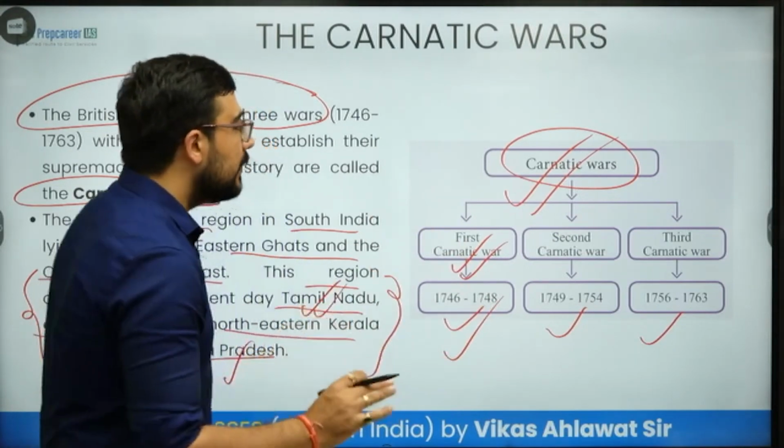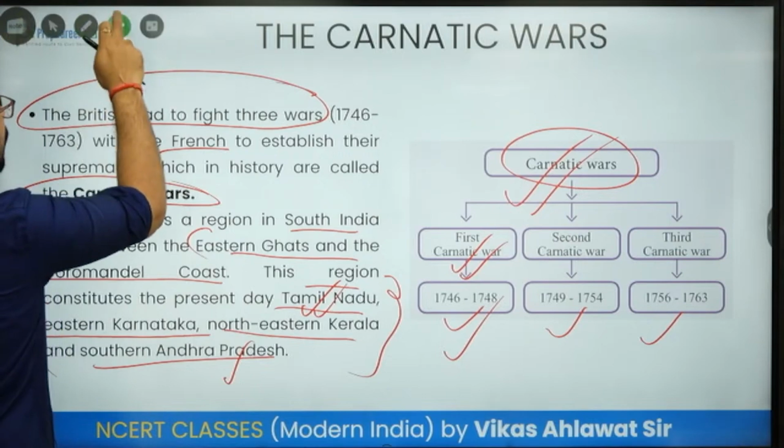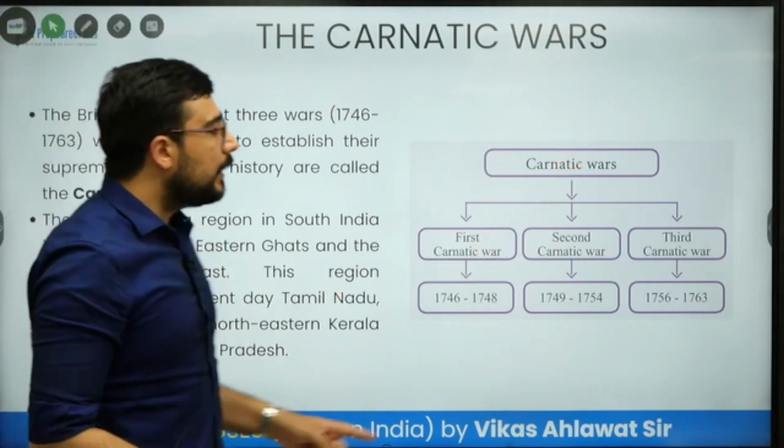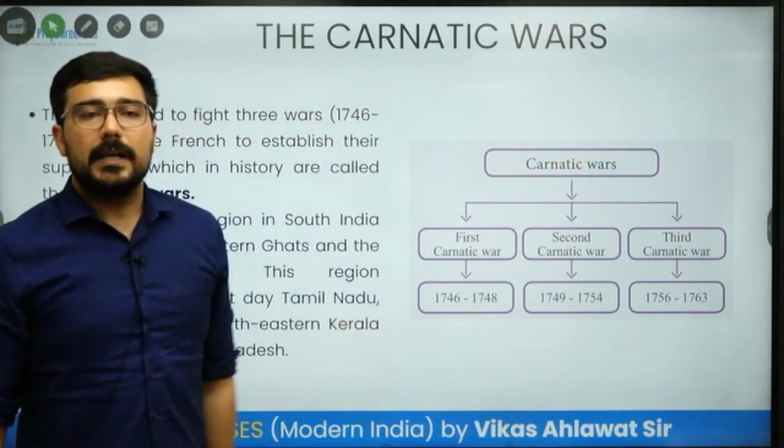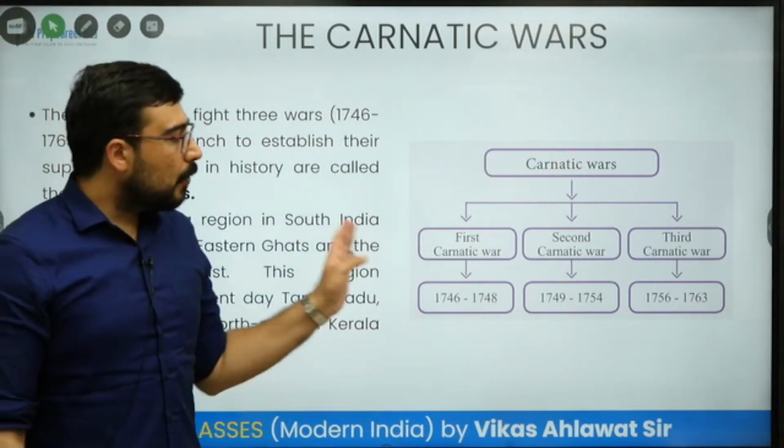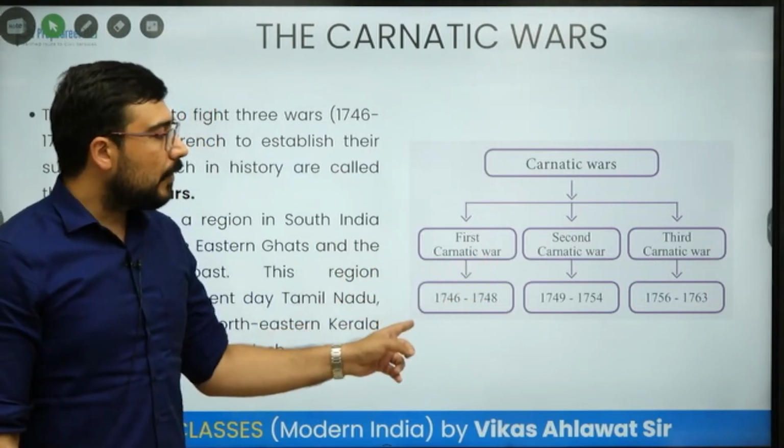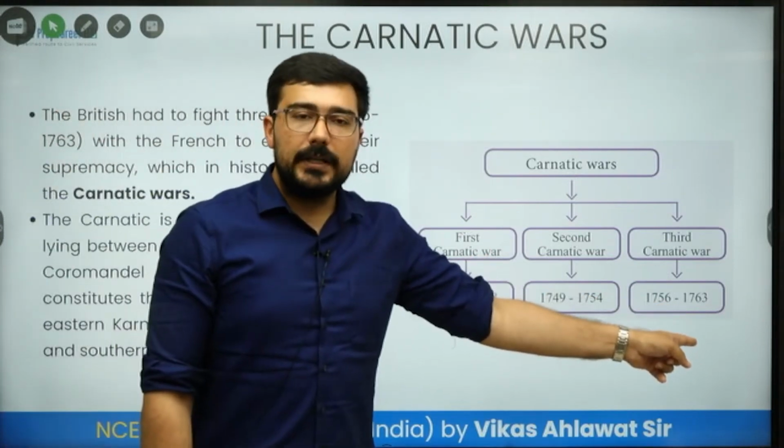So whenever prelims asks a question, which of the following wars has a reason linked to Indian politics? The answer would be second Carnatic War. And the overall interval starts from 1746 and ends in 1763.